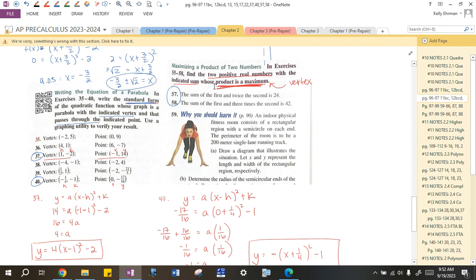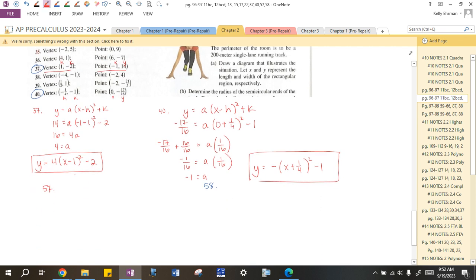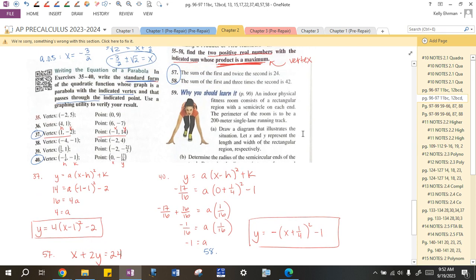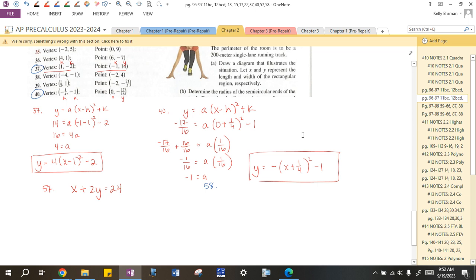57. The sum of the first number and twice the second number is 24. Make sure I wrote down the right numbers. Okay, we're looking for a maximum product. So this is how the two numbers relate to each other. Let's just call it P for product. The product of these two numbers, the two numbers are x and y, is just x times y.